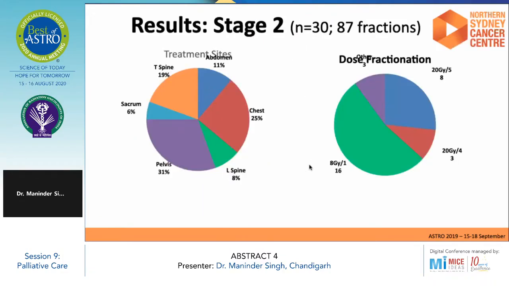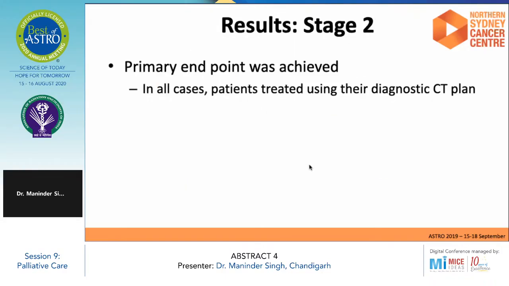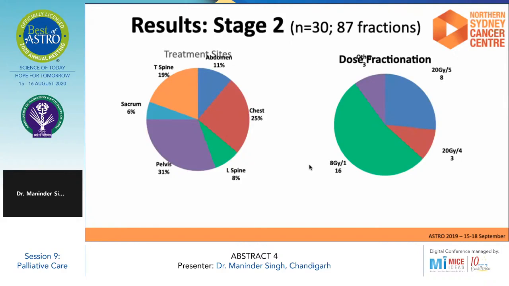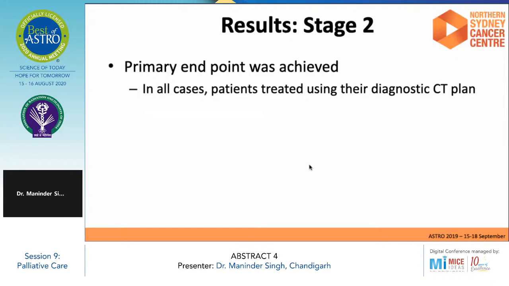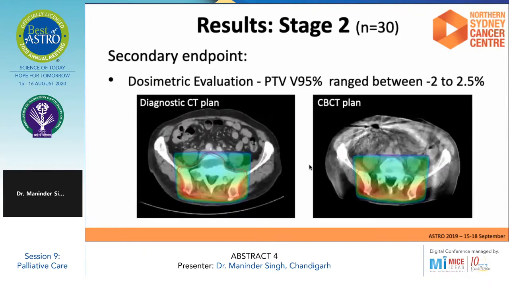For the result of stage 2, 30 patients were treated from a range of anatomical sites and dose fractionations. A total of 87 fractions were delivered, with the majority being bone metastasis. For all fractions for 30 patients, only diagnostic CT plans were delivered. Post-treatment dosimetric comparison between CBCT and diagnostic CT plans showed PTV V95% ranged between -2 to 2.5%.